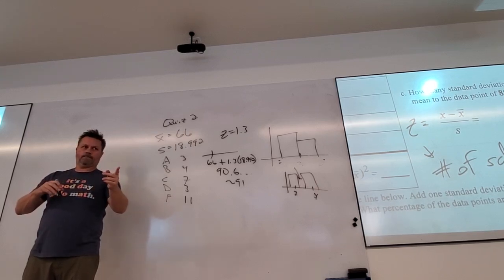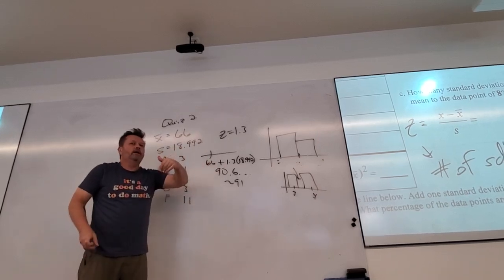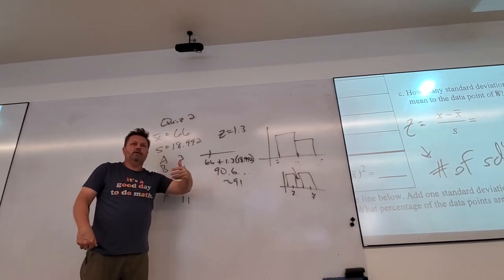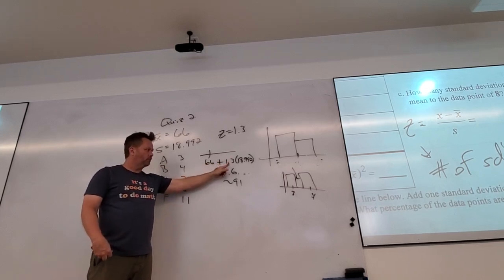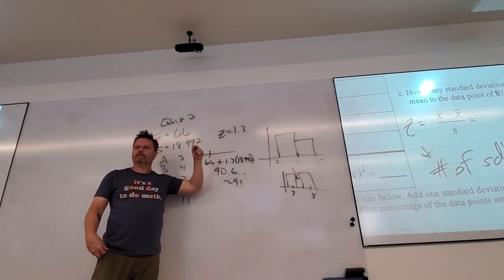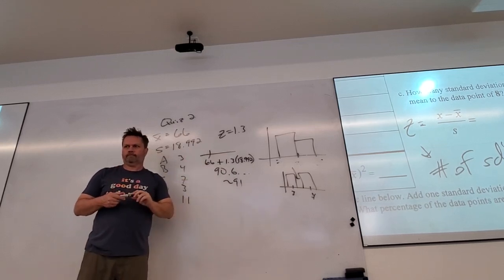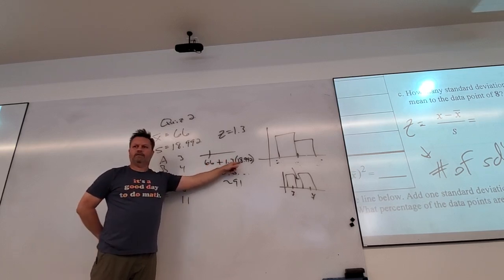So if you want to find below, you just subtract. If I said somebody had a negative 1.7, I would start at the mean and go down 1.7 steps. So the 1.8 is the step size. This is how big each step is. This is how many steps.